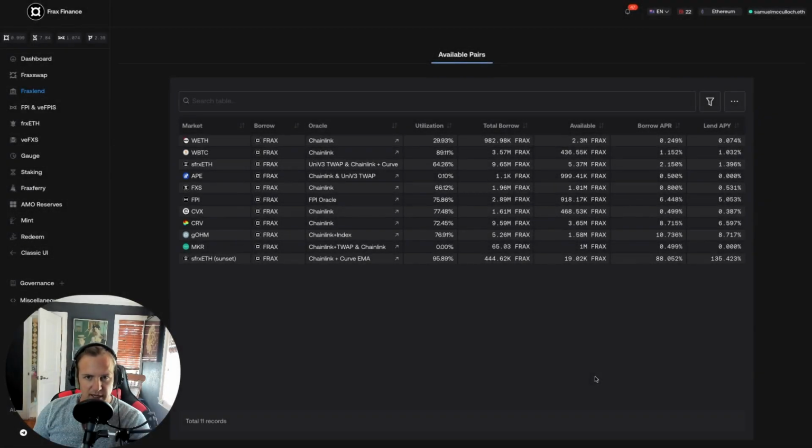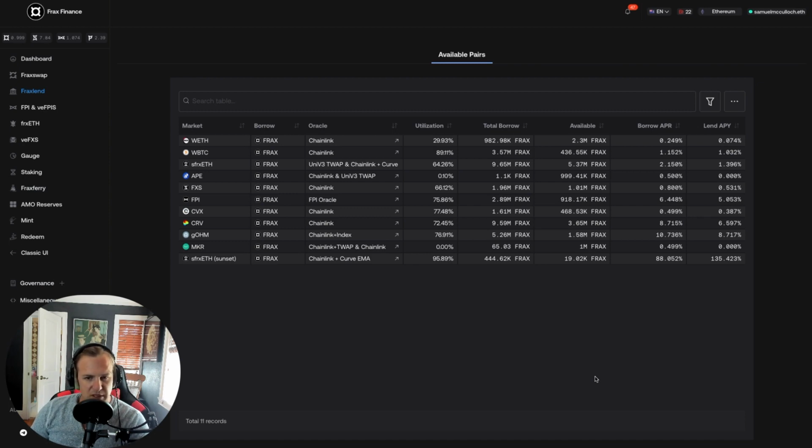I'm Samuel McCullough, and in this episode, we're going to be covering Fraxlend. Fraxlend is a lending protocol that is relatively new in the Frax ecosystem. Today we're going to walk through it, and I'm going to show you how you can use different collateral to borrow Frax. So when you go to the Fraxlend page, this is what you're going to see.